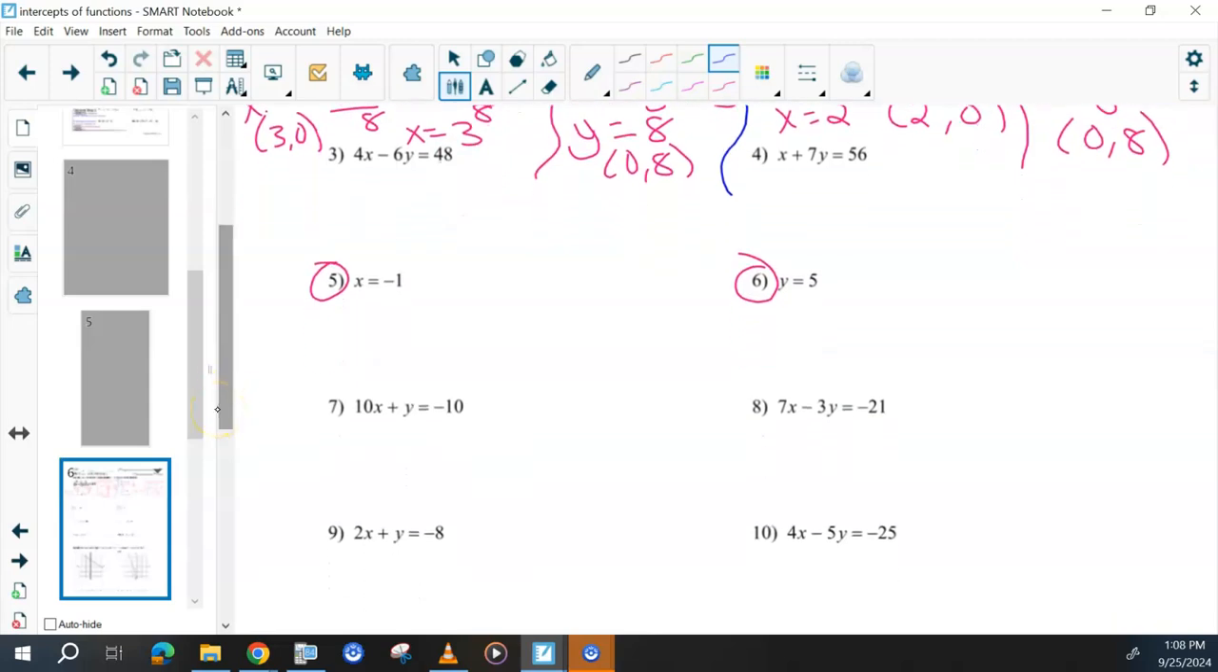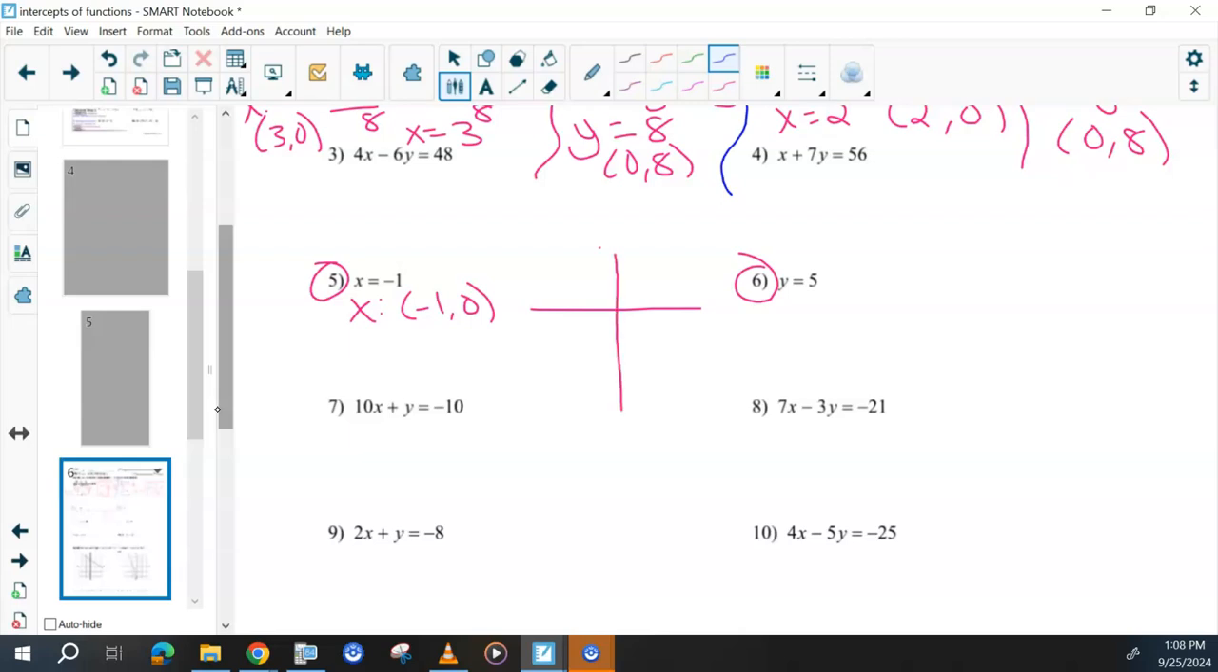Okay. So, for number 5, this is my x-intercept. I don't have to do any work. It's given to me. I would just write that as an ordered pair. Done for that part. For the y-intercept, I'm going to draw a graph so you can visualize.